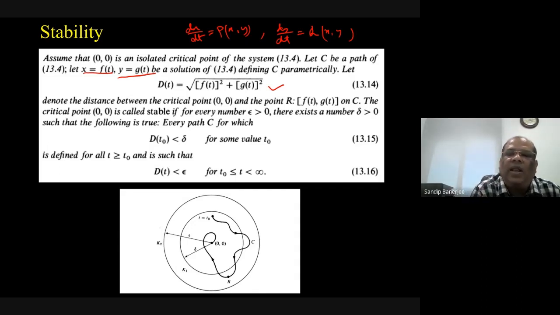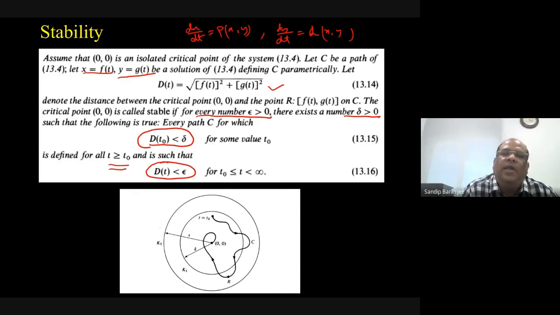It says that given any epsilon positive, there exists a delta positive such that for every path which follows this equation, if D(t0) is less than delta for some t0, then D(t) is less than epsilon for t greater or equal to t0. Now, this is something like the epsilon-delta definition of limit. So just by looking at the definition, it's a bit difficult to comprehend, but it becomes much easier if you can visualize what is happening.